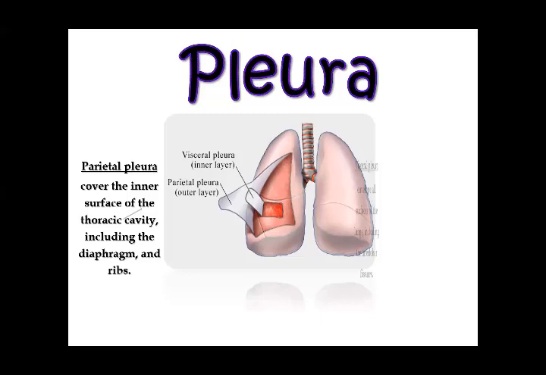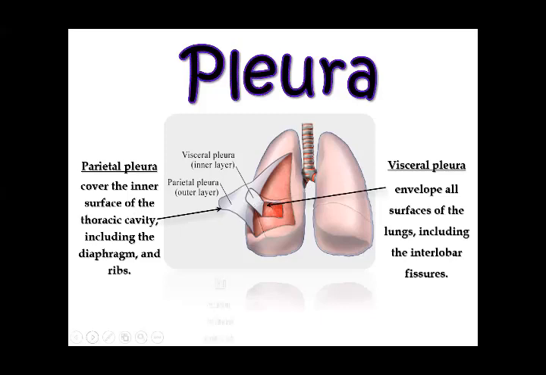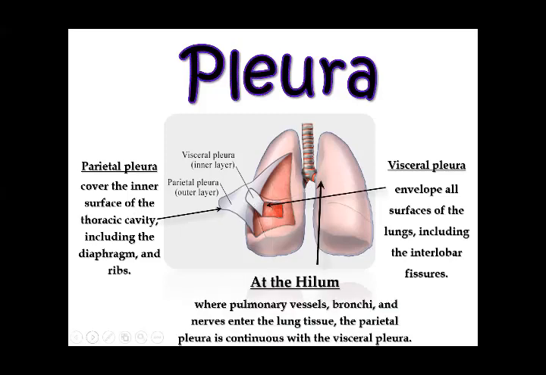And the visceral pleura is the envelope that covers the surface of the lung, including the interlobular fissures as well. And at the hilum, where the pulmonary vessels, bronchioles, and the nerves enter the lung tissue, the parietal pleura is continuous with the visceral pleura.